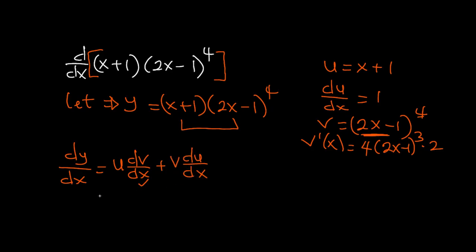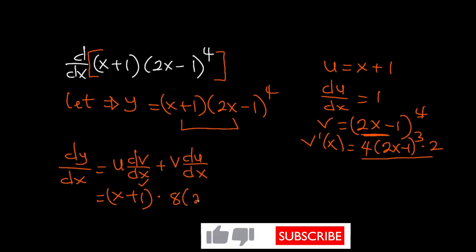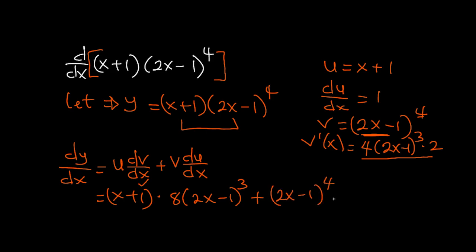So the next thing to do now is to plug in. Your u is x plus 1, times your dv/dx, which is 8 times 2x minus 1 to the power 3, and then plus your v, in this case 2x minus 1 to the power 4, and then times du/dx. The du/dx is 1.